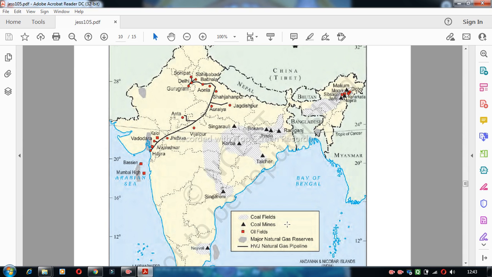The greyish part is talking about the major natural gas reserve, and the line which is moving from Hazira to Vijaypur up to Jagdishpur. So HVJ stands for Hazira, Vijaypur and Jagdishpur. Next, the coal field slanting lines are mentioned. They are the coal fields or the coal reserves.